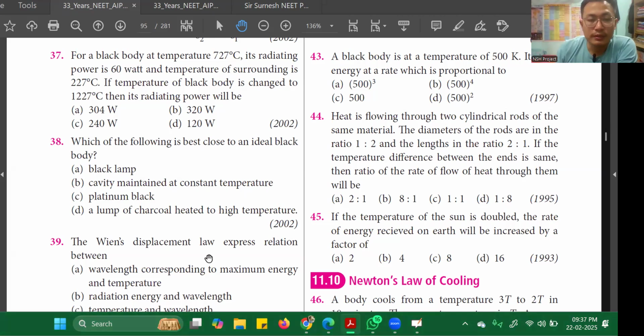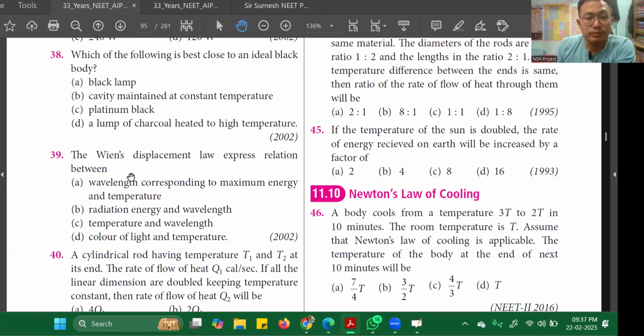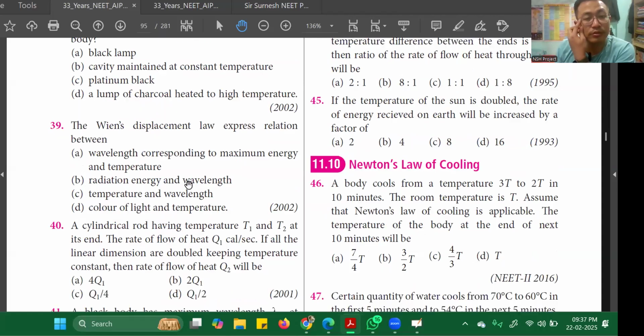So Wien's displacement law expresses the relation between the wavelength corresponding to maximum energy and temperature. As temperature changes, the radiation energy changes, and the color of light changes with temperature.